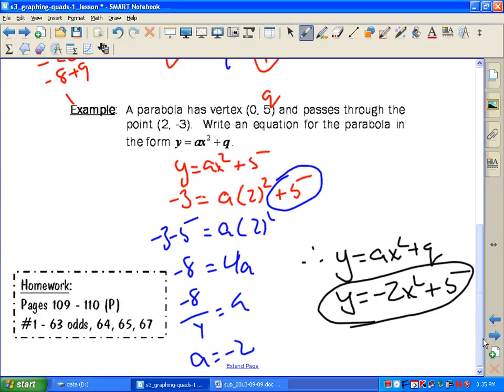Whew. So, for homework, you have pages 109 to 110. It's going to be handed out to you. Do numbers 1 to 63, the odds, 64, 65, 67. That should keep you busy enough for the end of this period and for next period. But if you find yourself with time on your hands because you've zipped through it all, go ahead and do some of the evens.